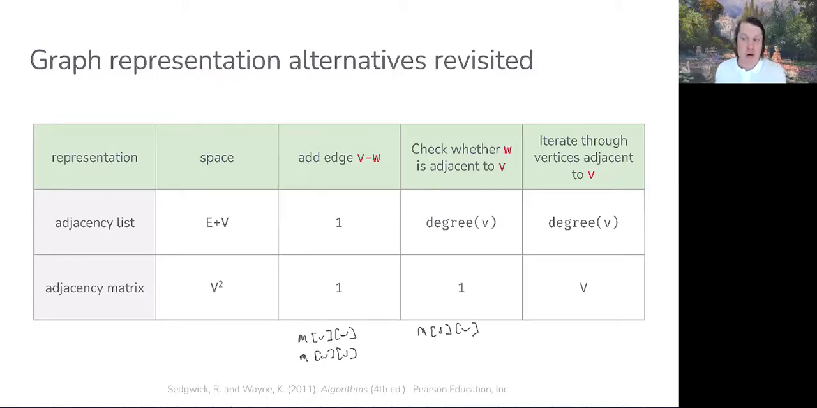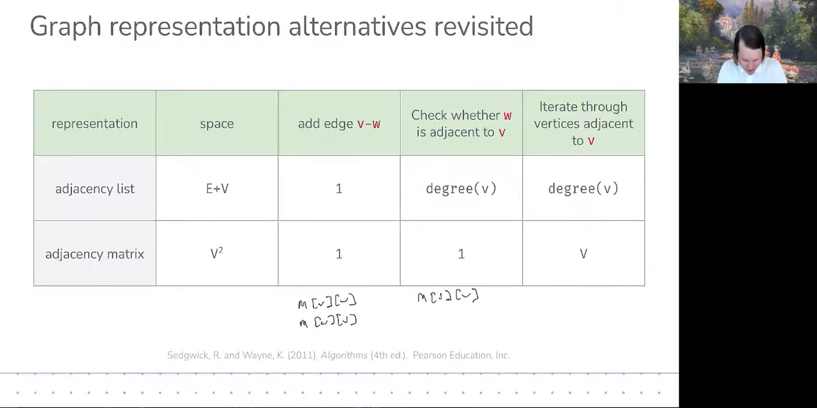If we wanted to iterate through all of the vertices adjacent to V, well, we don't have this nice kind of list representation that only stores the nodes that are adjacent to V. Instead, we'd have to pull out the whole row M of V and then look at all of the values within that row. And if we observe, say, a non-zero value of 1, we would know that that particular vertex W is adjacent to V. However, if we were to observe a 0 there, we would know that that particular vertex W is not adjacent to V.